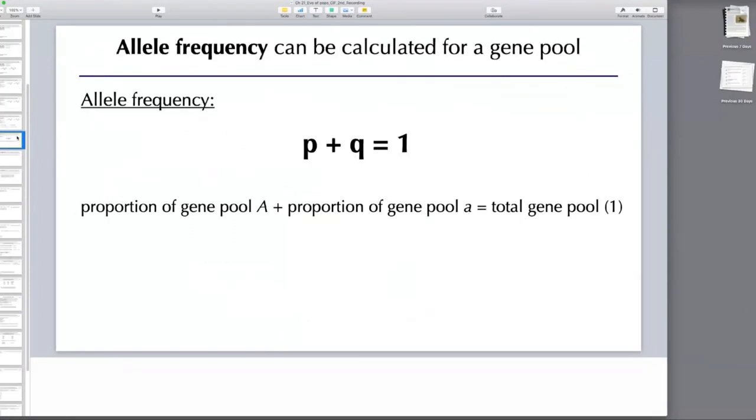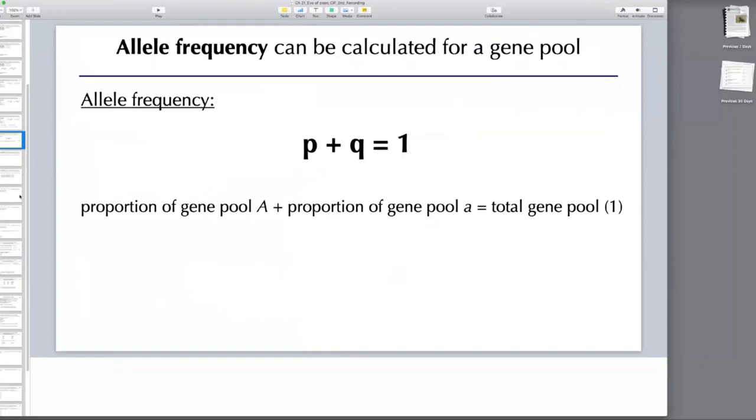So allele frequency: p plus q equals one. That's basically, for a gene that has two different alleles, the big A and the little a, the frequency or how often you see the big A plus how often you see the little a equals 100%, or one in this case, because you're using decimals.